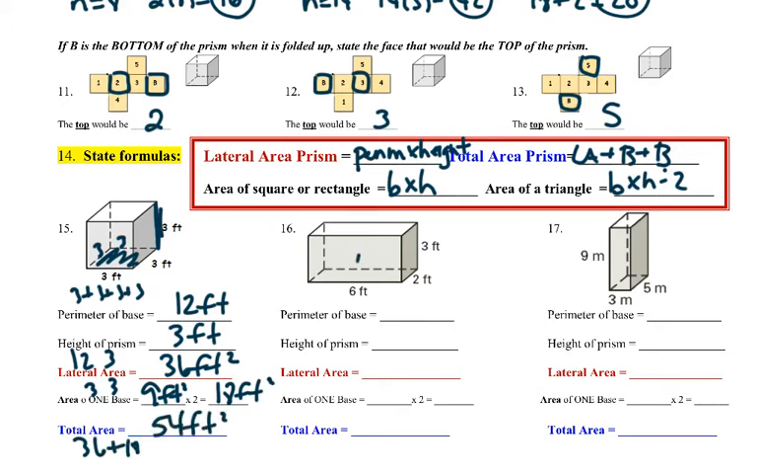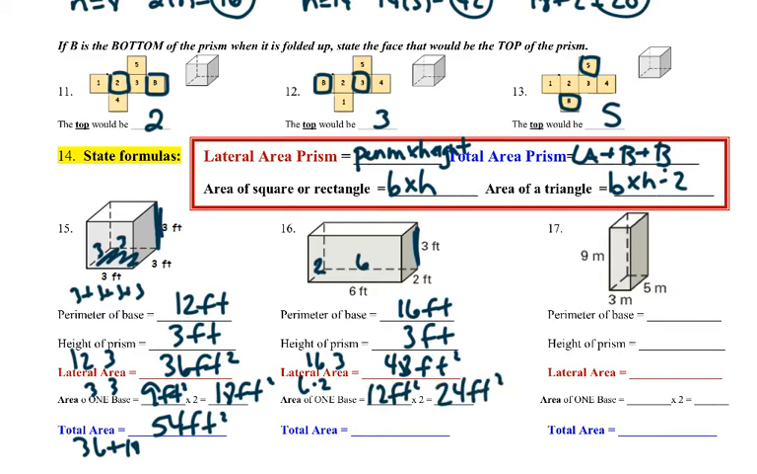And we follow the same process here. 6 plus 2 plus 6 plus 2 is 16 feet. Height connects the two bases, 3 feet. Lateral area is perimeter times height, 48 feet squared. Then for the area of one base is 6 times 2, or 12 feet squared, doubles to 24. And then 48 plus 24 is 72 feet squared.